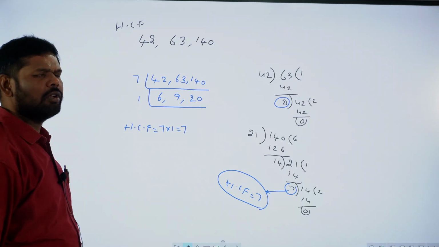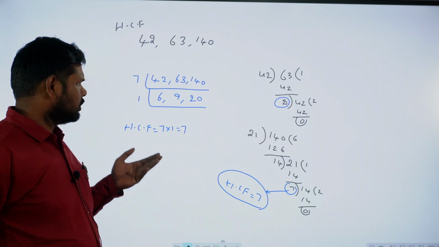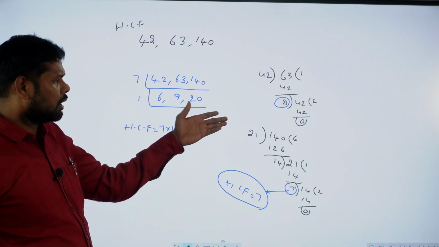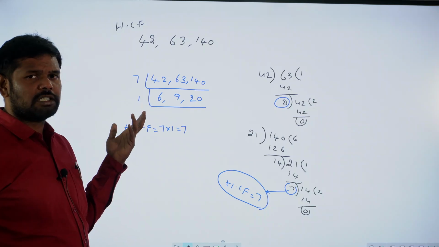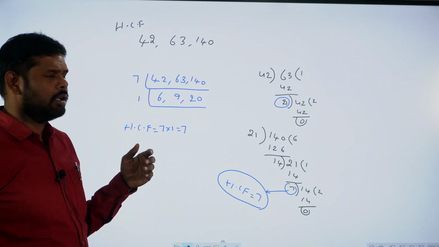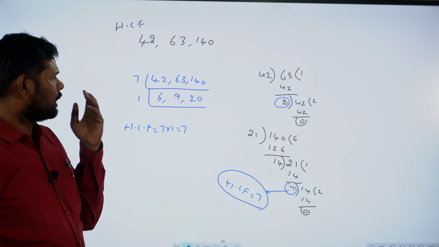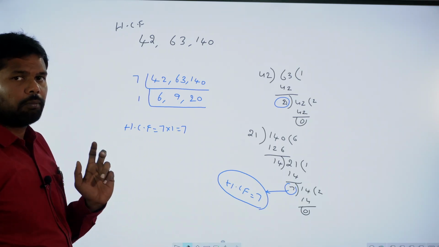So in any method we get the same answers, but for time saving you go for the short division method, prime factorization method or normal division method. Even for LCM also, prime factorization method, short division method, whatever you can. Whatever you feel is easy, go for that way and find the LCM and HCF as fast as possible for solving the problem.